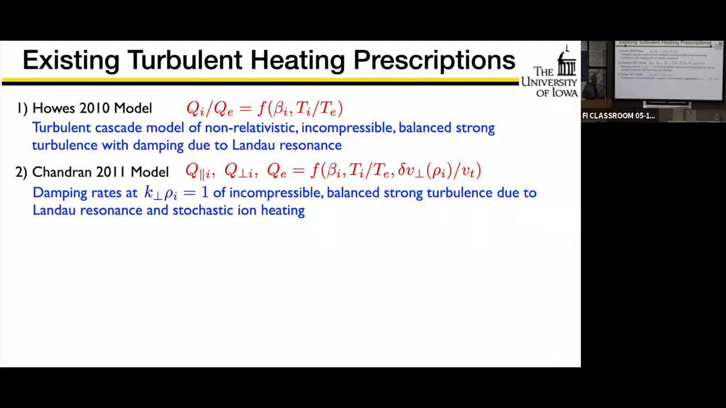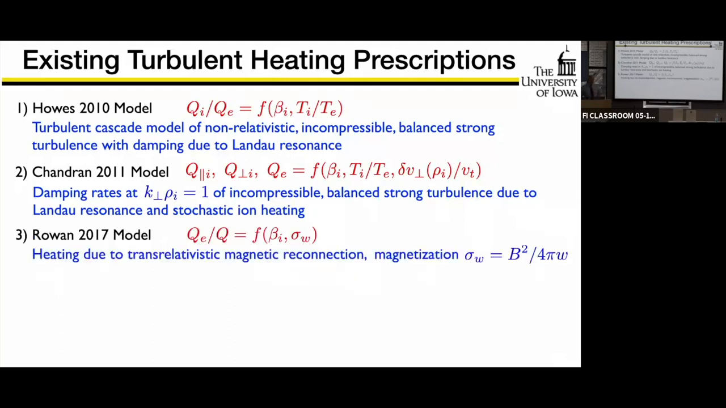And then more recently, in the lead up to trying to interpret Event Horizon Telescope observations, Rowan et al. developed a model for heating based on the physics of transrelativistic magnetic reconnection, which again gives you the ratio of the electron heating to the total heating. And it's a function of the plasma beta and sigma_w here, which is the relativistic magnetization parameter, which is essentially the magnetic energy over the rest energy of the plasma, more or less.